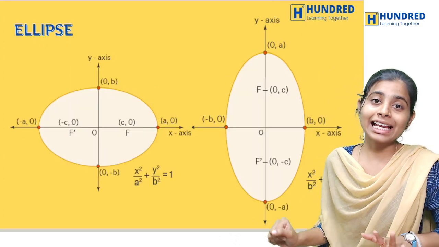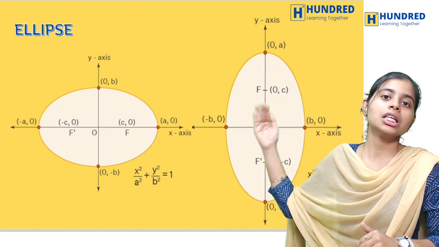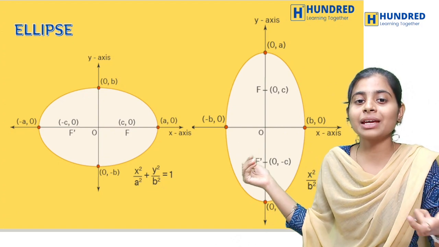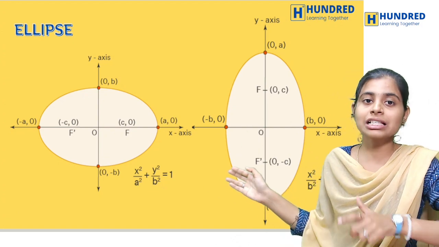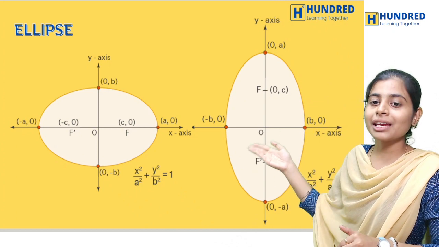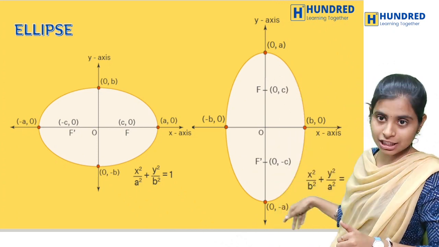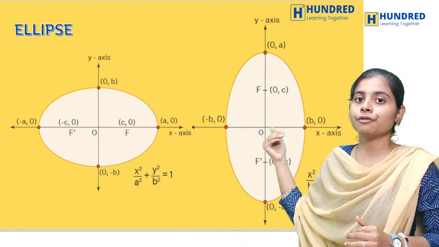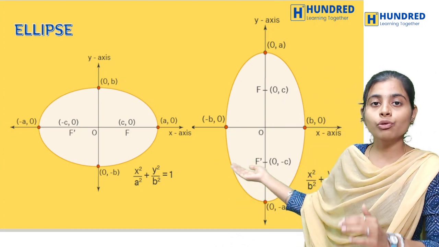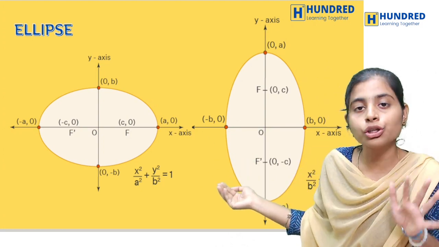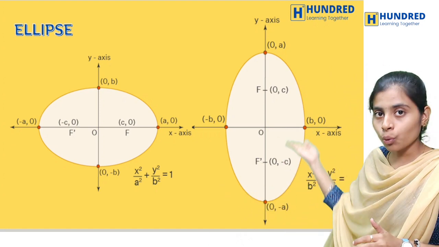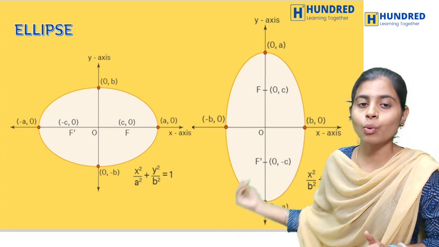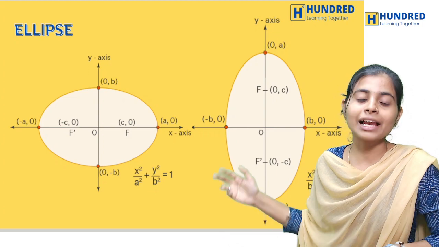Then in ellipse we have two standard forms, horizontal ellipse and vertical ellipse. In a horizontal ellipse the major axis is the x-axis and the minor axis is the y-axis. In a vertical ellipse the major axis is the y-axis and the minor axis is the x-axis. Then the standard equation for a horizontal ellipse is x square by a square plus y square by b square equal to 1. For a vertical ellipse, x square by b square plus y square by a square equal to 1. So these are the standard equations of the ellipse for these two standard forms.